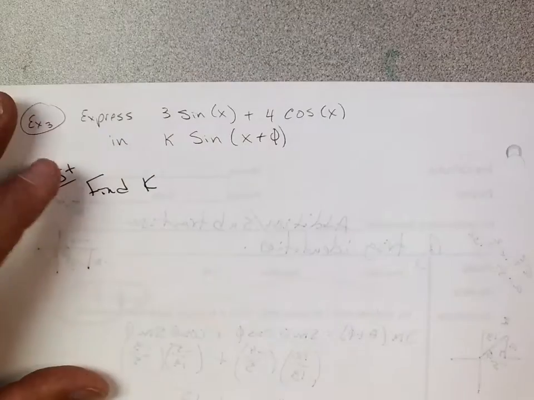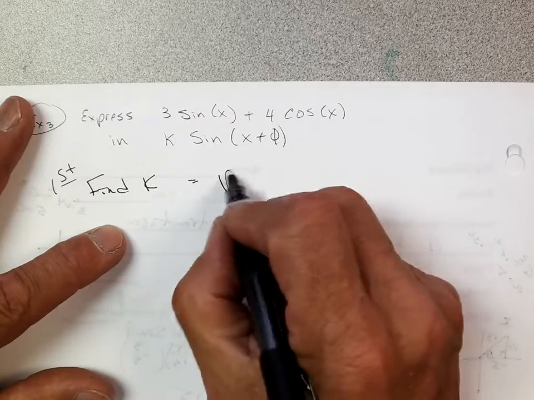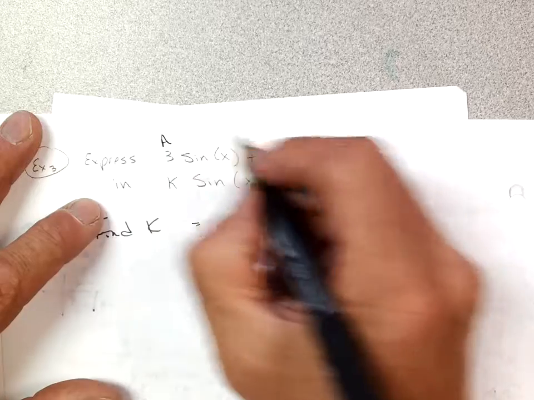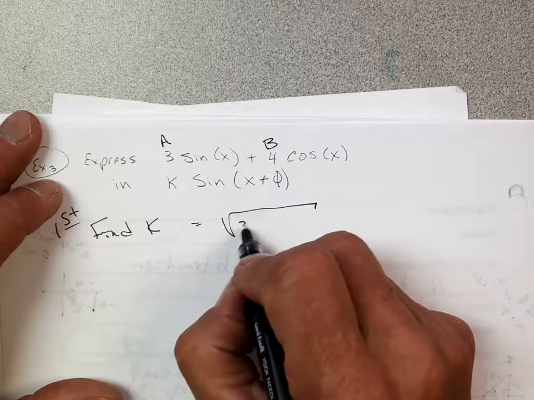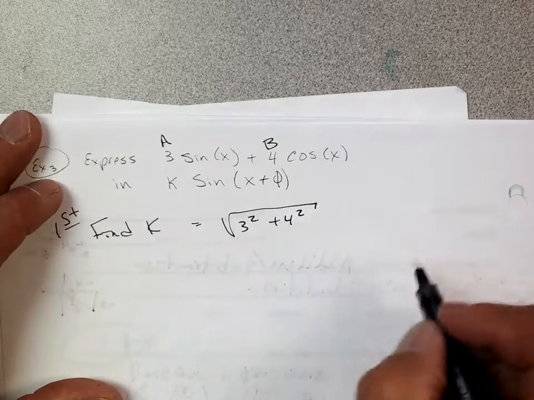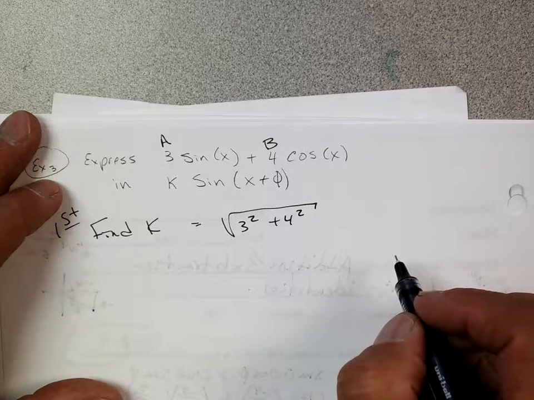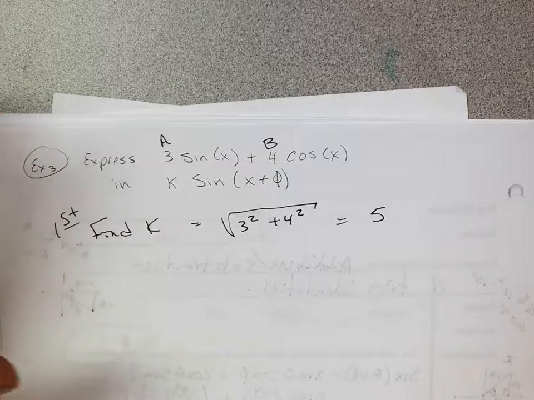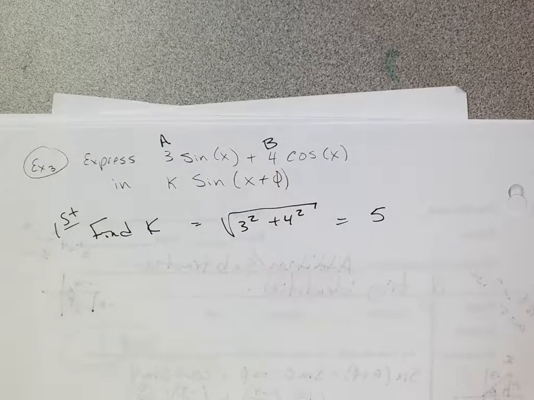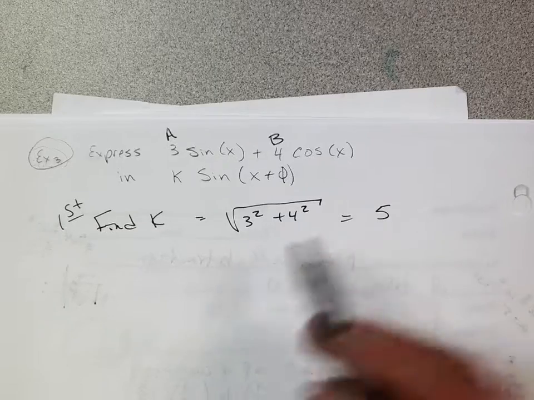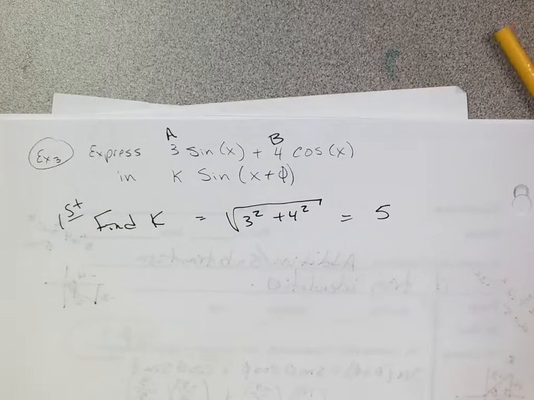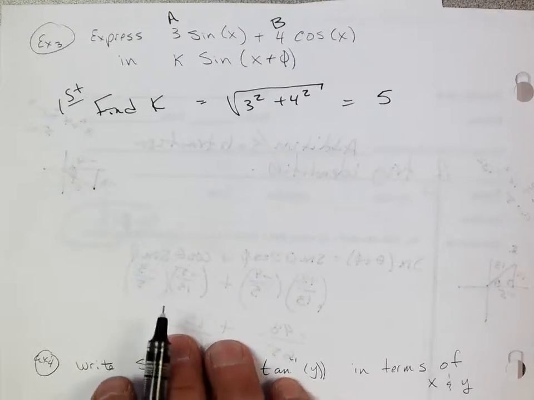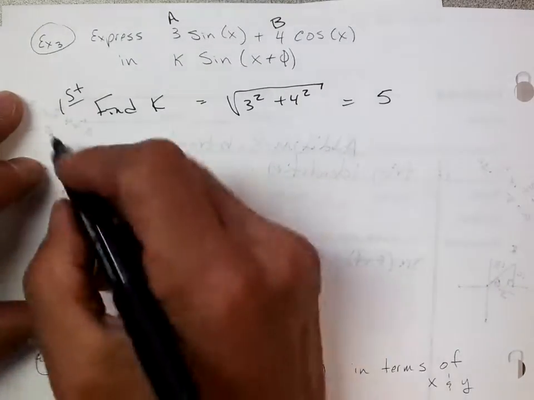So k is going to be the square root of a is 3, b is 4: 3 squared plus 4 squared, which is the square root of 25, which is 5. 9 plus 16 is 25, so it's a 3, 4, 5 triangle again. I try and use easy numbers, right? I don't really like ugly square root numbers, so we'll try and use good numbers. Okay, that's k.